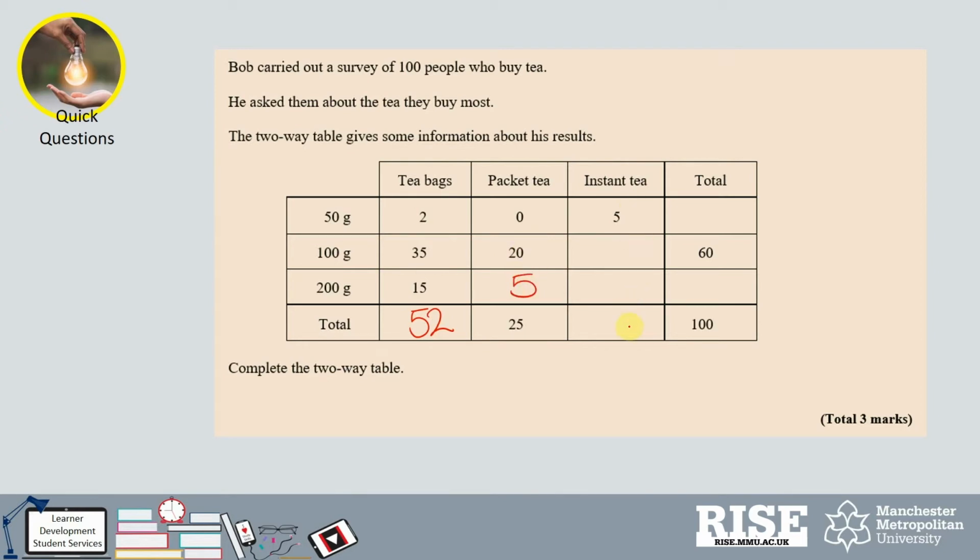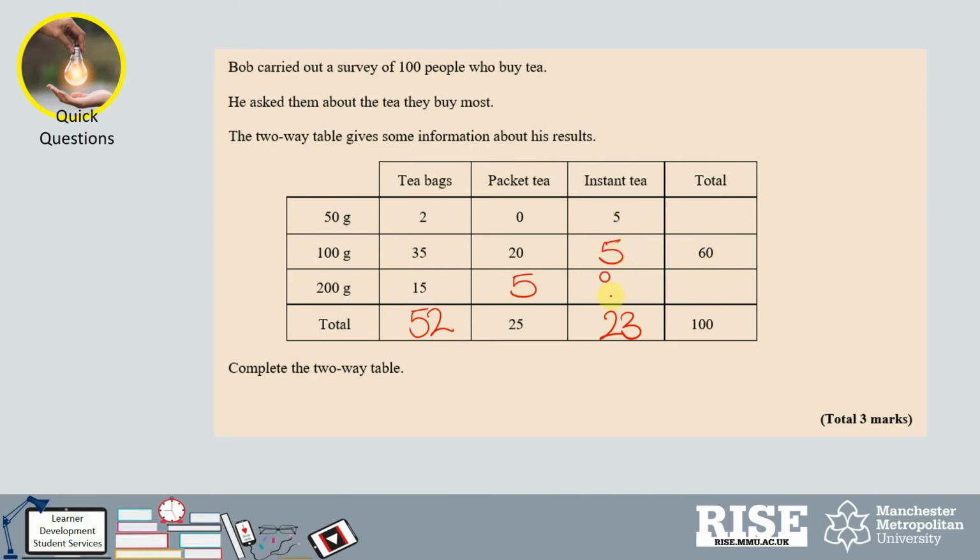This time, I haven't got sufficient information to add this total, but I can find the total here by working across the rows. 52 plus the 25 is 77, and I know the total overall needs to be 100, so there's 23 missing there. Now I can find this missing value from the fact that I've already got 35 and 20 in the row, and it all needs to add to 60. So that's a missing 5. Now I've got enough information to complete all the rest of the boxes.